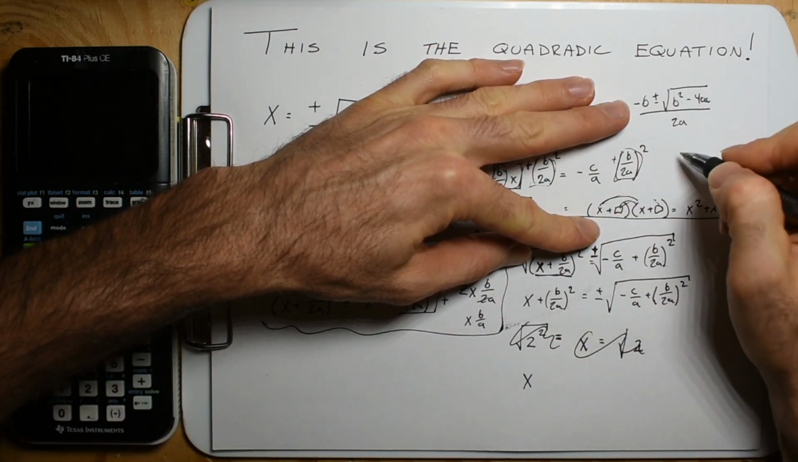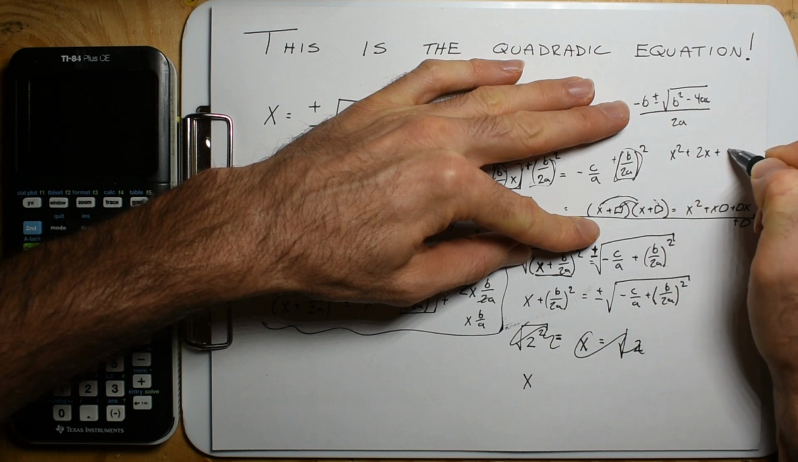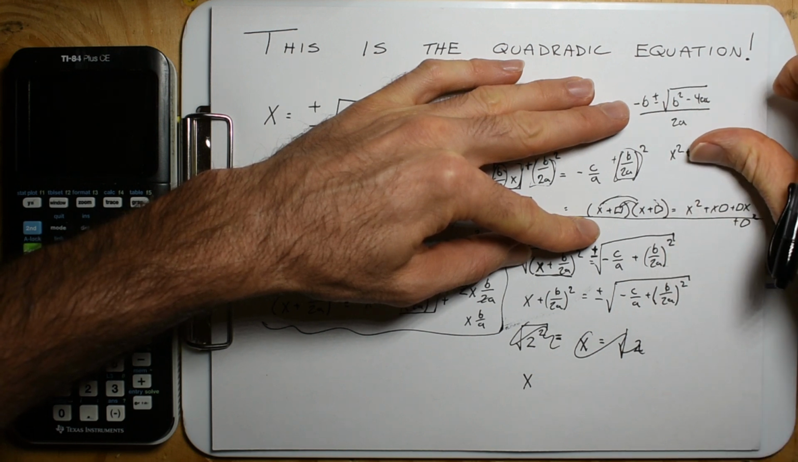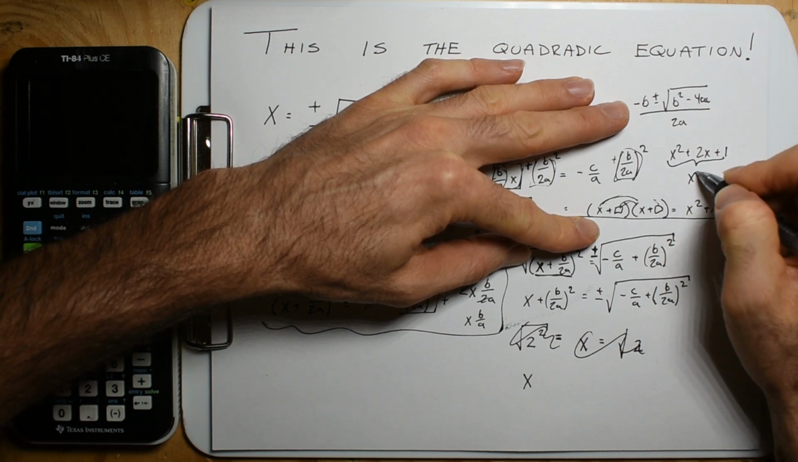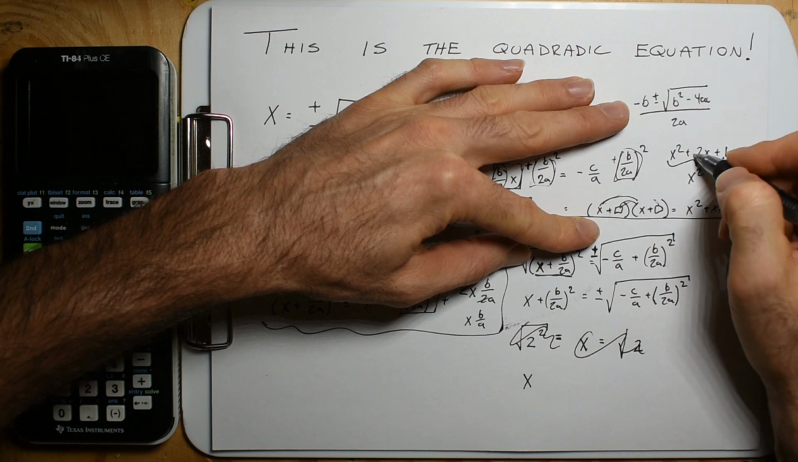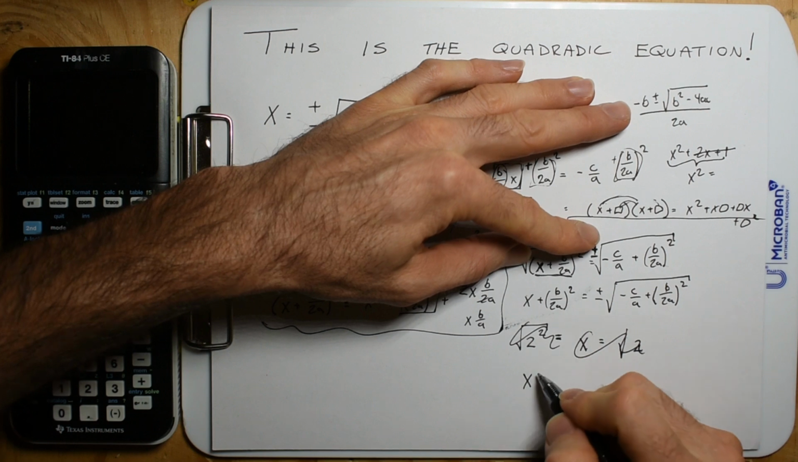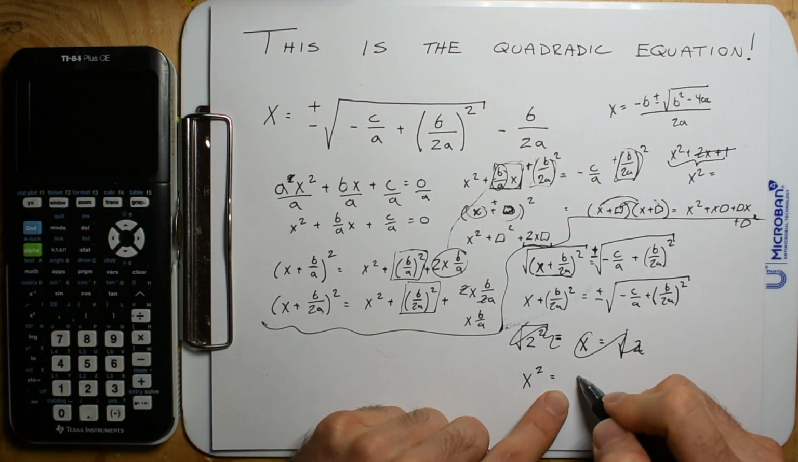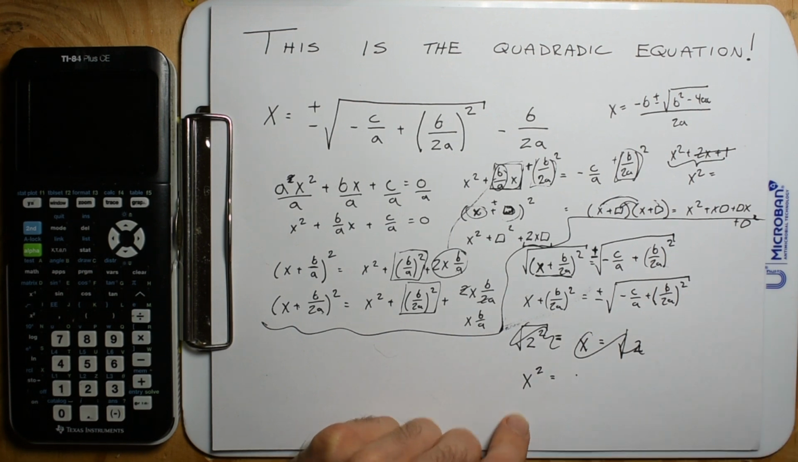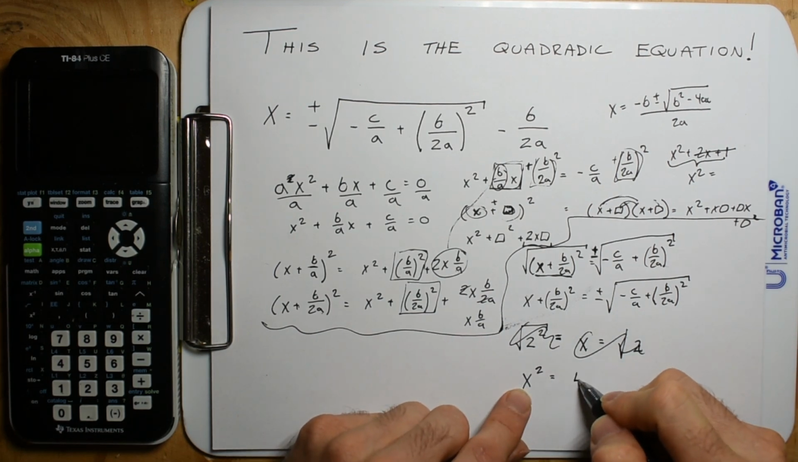You know what I mean? If you have a polynomial that's like x squared plus 2x plus 1, you could just simplify it and say, hey, who cares? It's just an x squared. At the end of the day, it's an x squared. So same thing here. We have x squared, and now we're going to make it equal to 4.